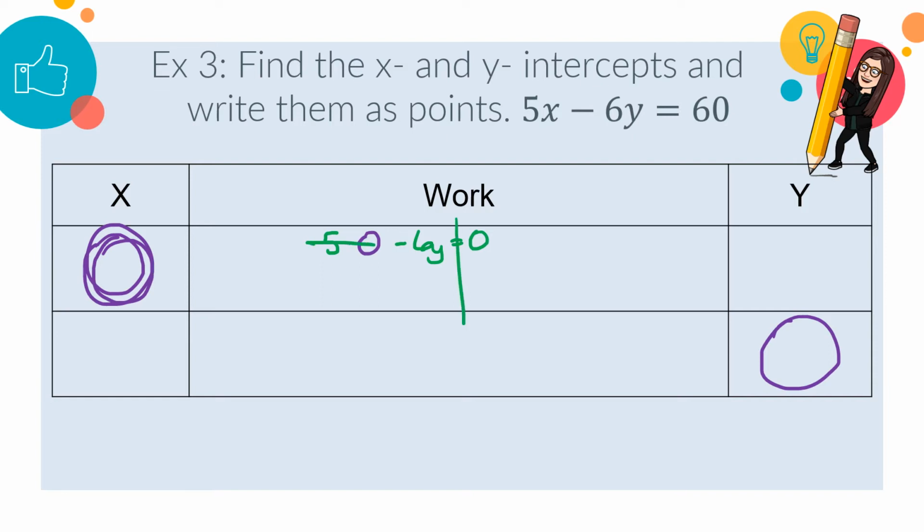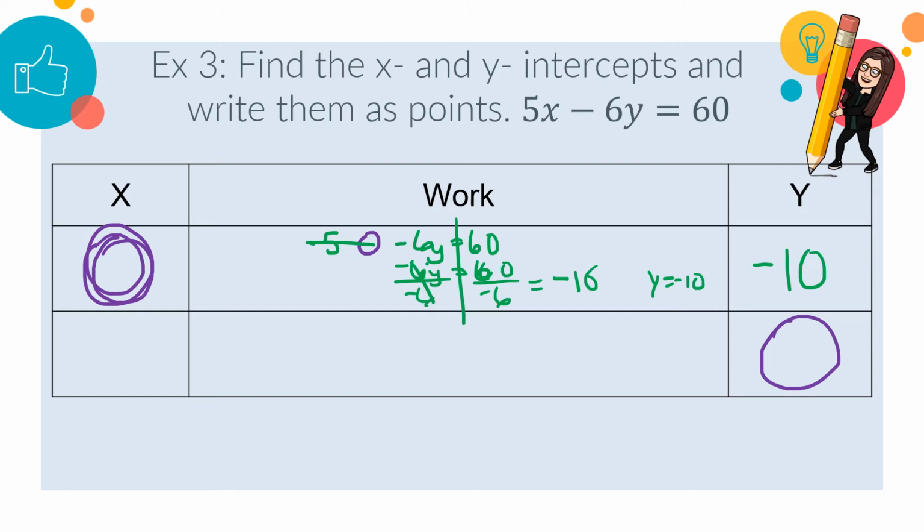0. I've got negative 6y equals, oops, I forgot my 6 there, didn't I? I'm sorry. This should be 60. So instead of times negative 6, we're going to divide by negative 6. What's 60 divided by negative 6? Negative 10. Y equals negative 10.